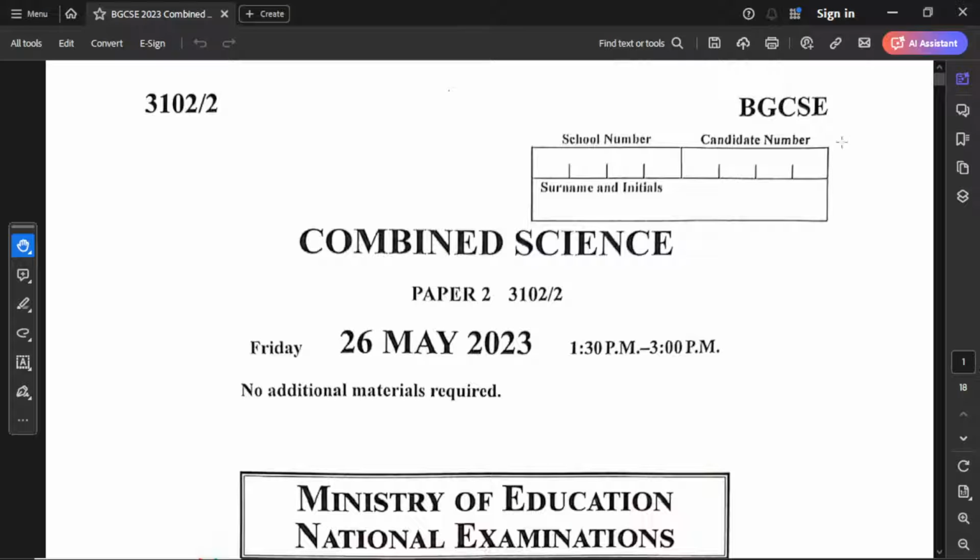Now, today we're looking at this BGCSE past paper for Combined Science. This is a paper 2 from 2023.